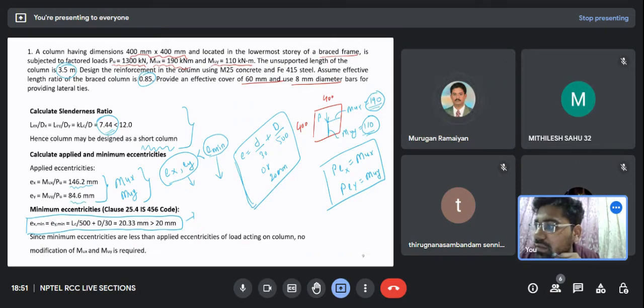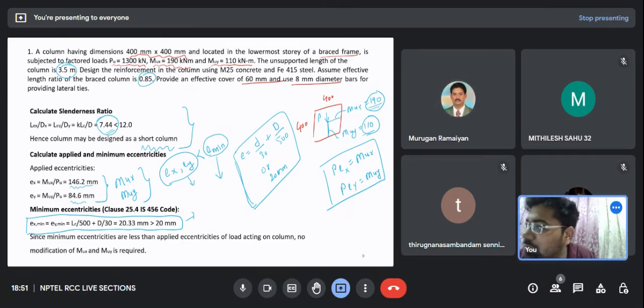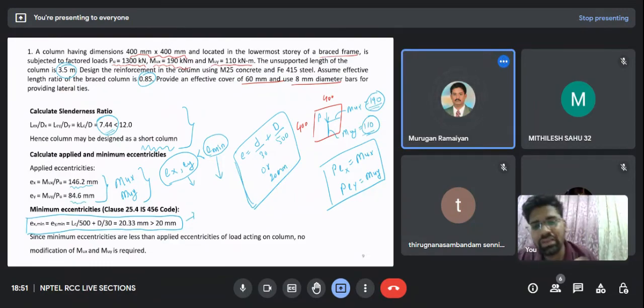Yes. Then we have to take the Ex and Ey actual eccentricities, sir. Can you repeat please? We have to consider the actual eccentricities along X and along Y.